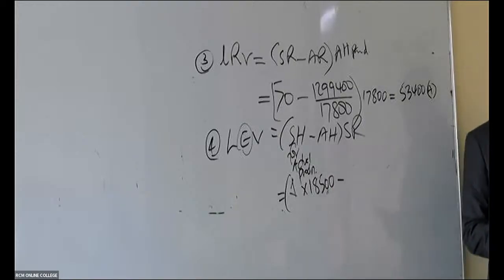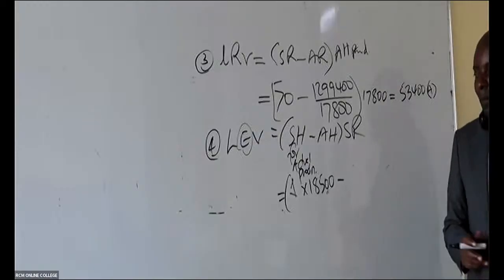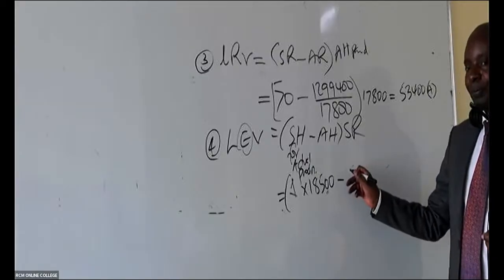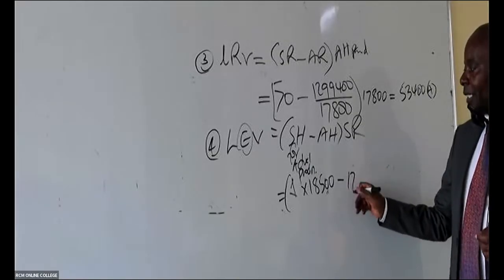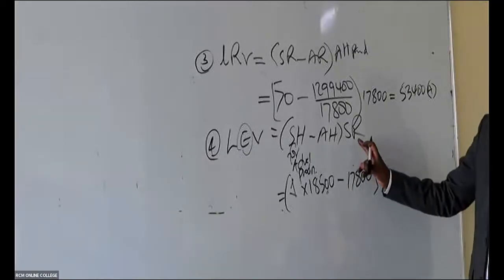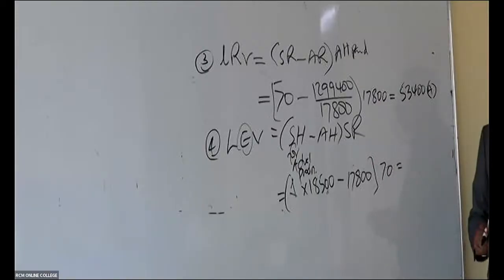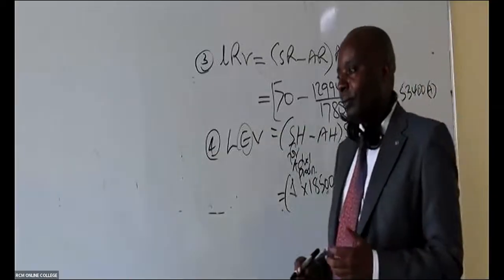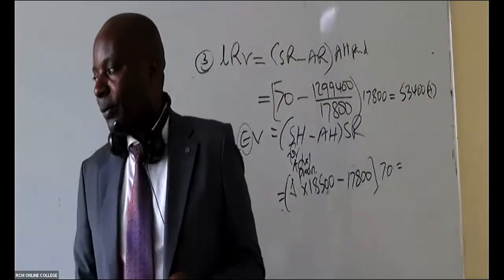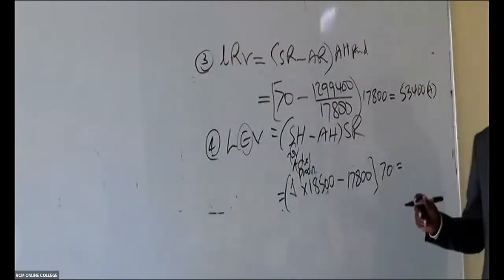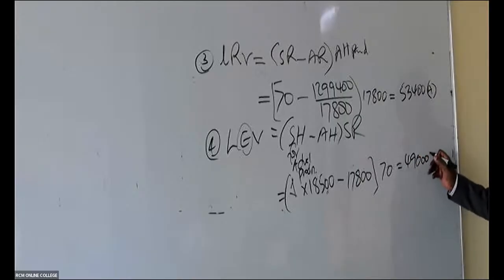Are we together? Thank you so much. How about AH? AH stands for actual hours. So actual hours were how many? 17,800. Do you still remember that this is standard rate per hour? Standard rate per hour, which is what here? 17. So that gives 49,000 favorable.